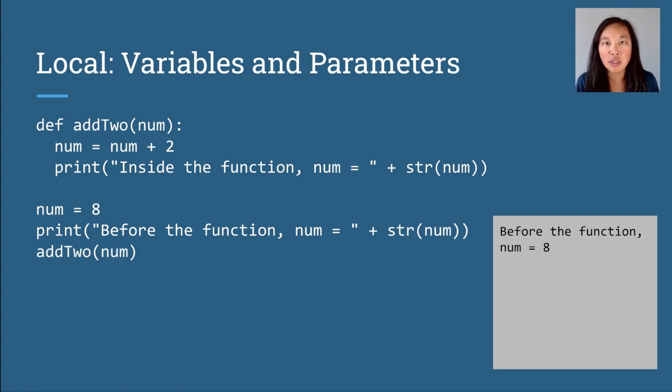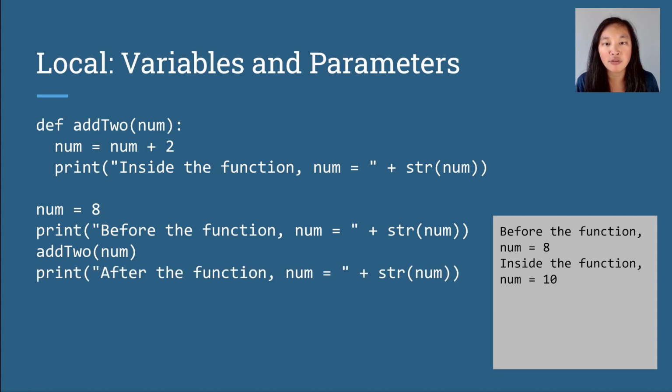Now if we call the function with num, here num is a variable with the value of 8. So we're going to pass that into the add2 function. When we do that and run that function, inside of that function we're going to print "inside the function num equals" 8 plus 2, which is 10. We then print "after the function num equals", string of num. So num equals 8, which is the variable that we defined outside of add2, still stays at 8. So after the function, it's going to print out 8.